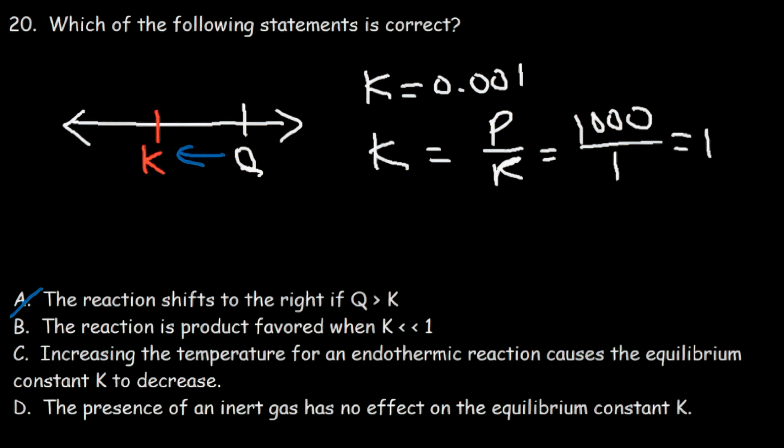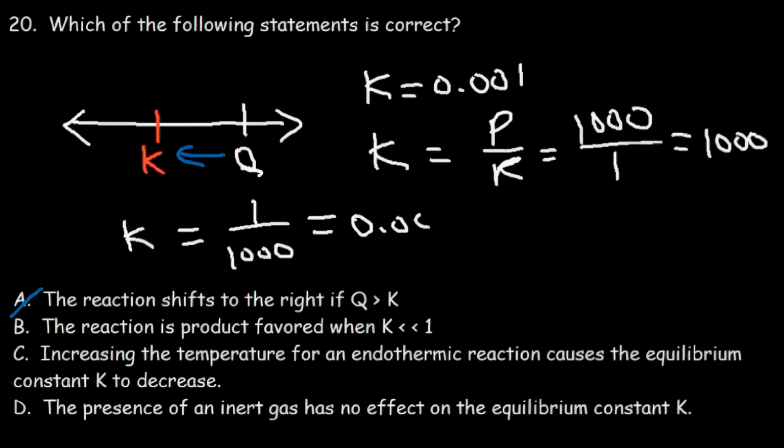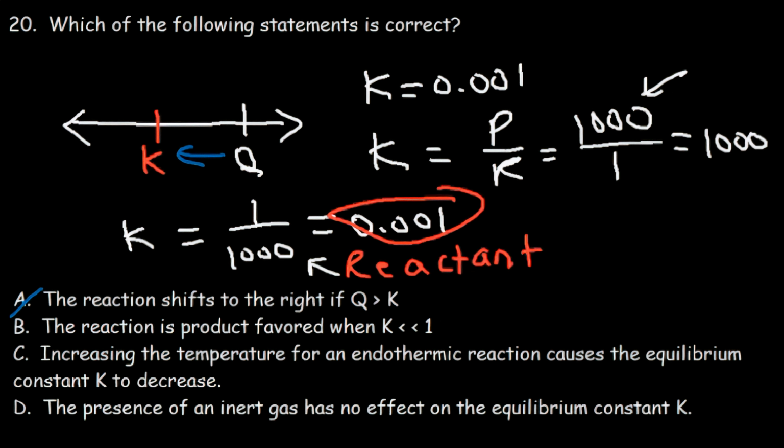K would be very large. K would equal 1,000. But let's say if we have more reactants than products. Let's say if we have 1,000 more reactants than products. So it's reactant favored. Whenever the denominator of a fraction is very large, you're going to get a small value, like 0.001. Whenever the numerator of a fraction is very large, the value of the fraction is large as well. But since the denominator is very large, the value of the fraction is very small. And therefore, when K is very small, like 0.001, we can see that we have a lot more reactants than products, so it's reactant favored. So B is a false statement.